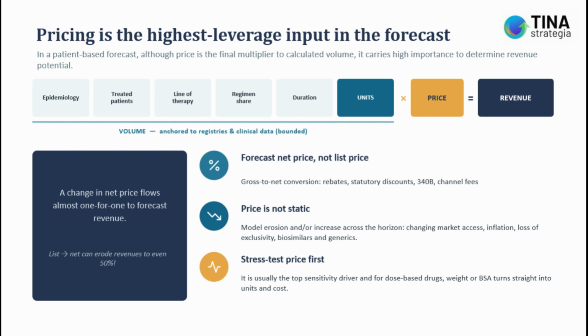Third, stress test price first. Stress testing, also called sensitivity analysis, just means wiggle an assumption up and down and see how much the answer moves.